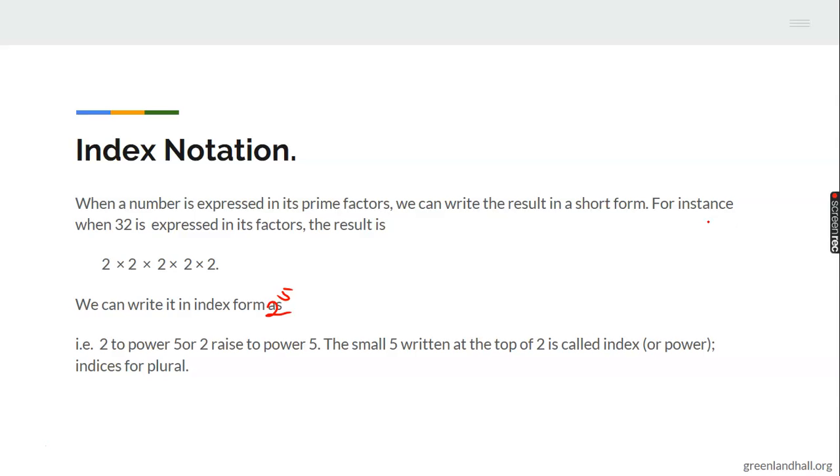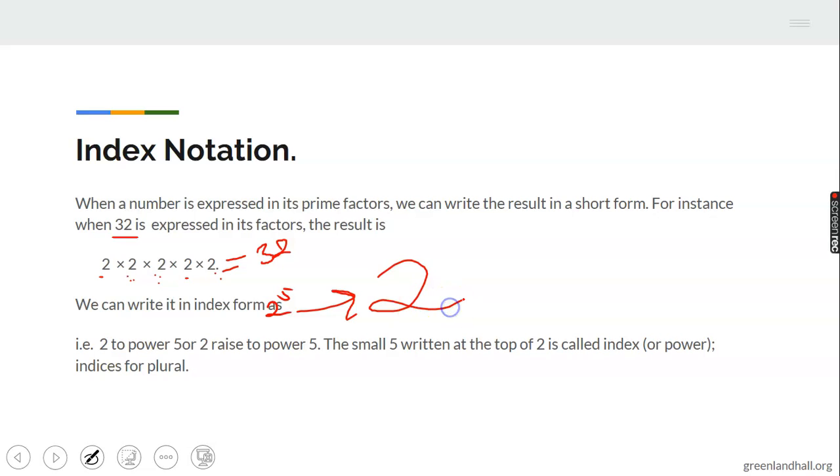Last week we talked about index notation, and you were told that when a number is expressed in its prime factors, you write the result in a short form. Like for 32, 2 times 2 times 2 times 2 times 2. 2 times 2 is 4, 4 times 2 is 8, 8 times 2 is 16, and 16 times 2 is 32. But instead of writing 32 equals 2 times 2 times 2 five times, you just write 2 raised to power 5, like we have here.